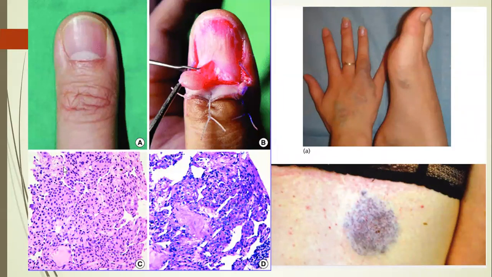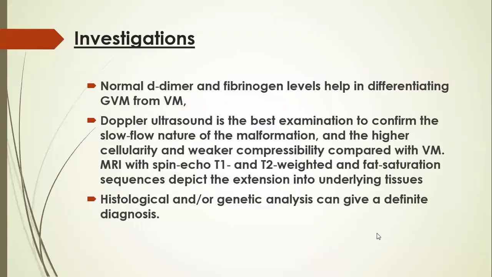surrounding these vascular channels, which appear as slit-like spaces. This is another picture of a localized glomus tumor, and this is a large plaque of glomangioma. Investigation: the D-dimer and fibrinogen levels are normal. Doppler ultrasound is the best examination to confirm the slow flow nature of the malformation, and higher cellularity and weaker compressibility compared to the venous malformation.